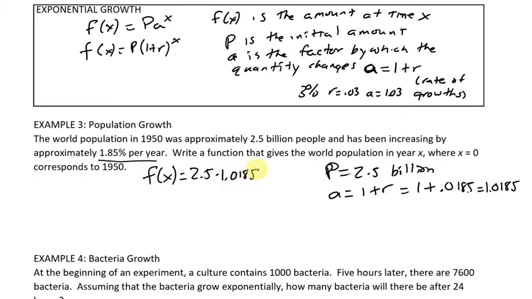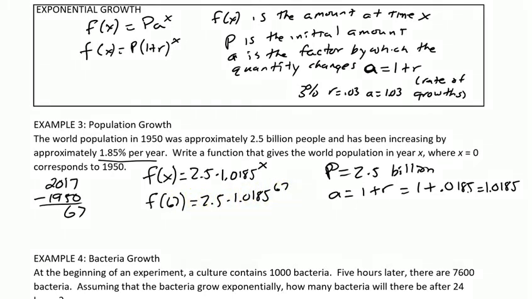Now the experts tell us that in 2017 we had 7.6 billion people in the world. Let's see if this makes an accurate prediction for 2017. So 2017 minus 1950 is 67 years. So I'd be finding f of 67, 2.5 times 1.0185 to the 67th power, and that turns out to be about 8.5 billion actually. Let's look and we'll show you.